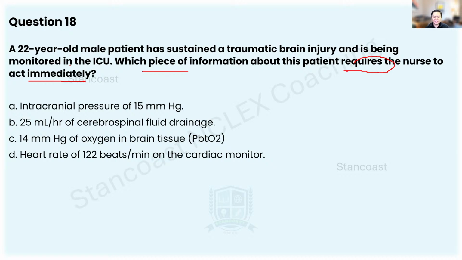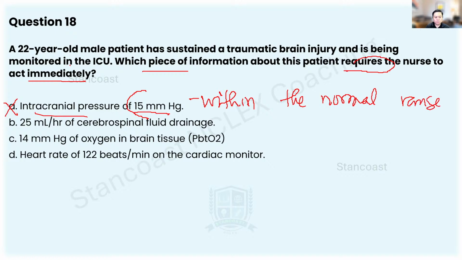Now let's eliminate stuff here. If you had answered intracranial pressure of 15, is that a problem? Is that an issue that you should be reporting to the medical provider? Or is this something that can require you to do something? 15 mmHg. Remember about the value. This is still within the normal range. So this is an incorrect option. Still within the normal range. So eliminate that. Do not pick this option.